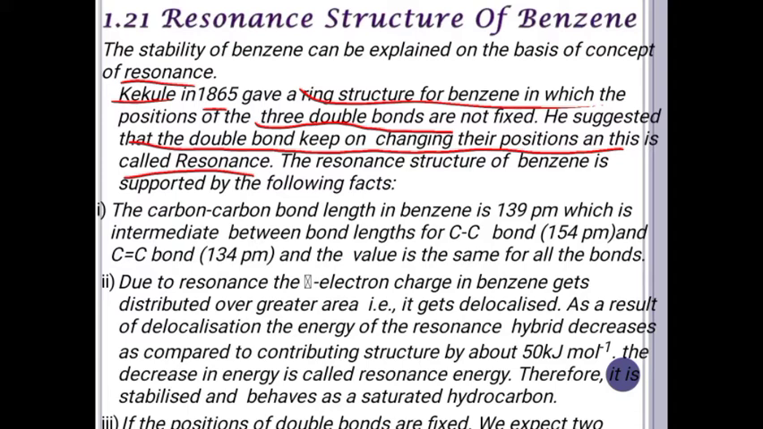If you check the carbon-carbon bond length, that is 139 picometer, which is intermediate between the bond length of the C-C single bond and the C=C double bond. So it is in between. It is changing. And due to resonance, the pi electron charge in benzene gets distributed over a greater area, that is, it gets delocalized, continuously moving. As a result of delocalization, the energy of the resonance hybrid decreases.